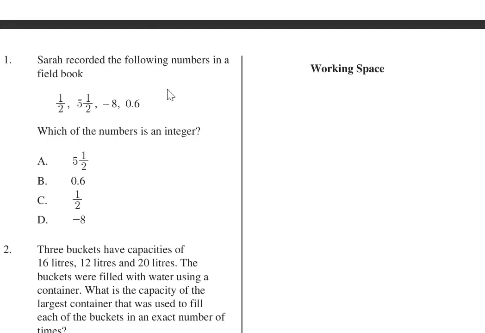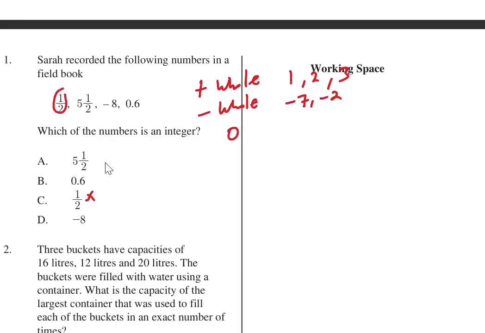From definition, know that integers are positive whole numbers, negative whole numbers, and 0. So positive whole numbers, for example, 1, 2, 3, and so on. Negative whole numbers, for example, -7, -2, any negative number, and 0. These are integers, and therefore from the options, a half is a fraction, not an integer. 5 1/2 is a fraction also, not an integer. 0.6 is a decimal, not an integer. And therefore, the only integer we have is -8. Therefore, for number 1, the answer is D.